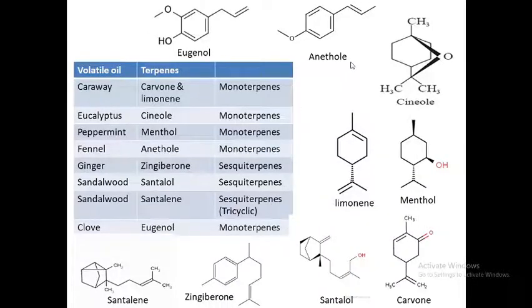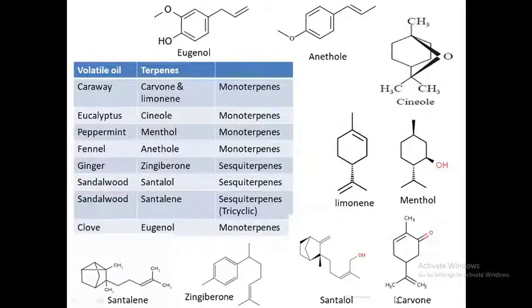Just see the structures of different terpenes, because based on the structures, whether the terpene is bicyclic, monocyclic, or acyclic, the questions are asked in GPAT examinations. So just see the structure. So first is caraway. Caraway volatile oil consists of carvone and limonene. So just see the structure of carvone.